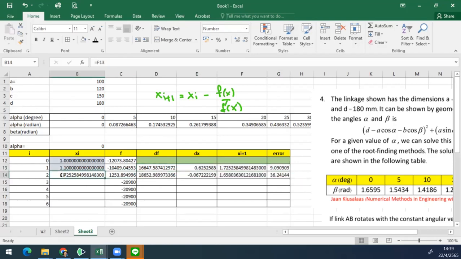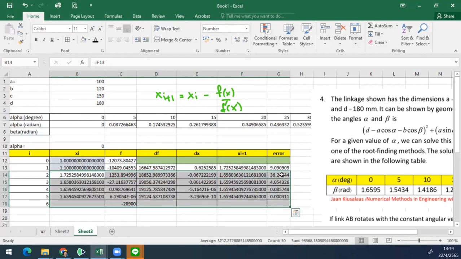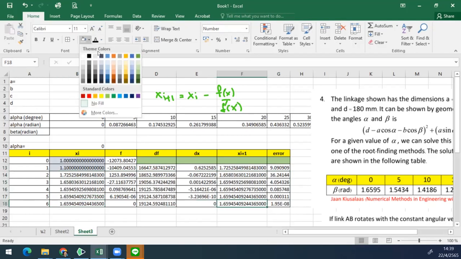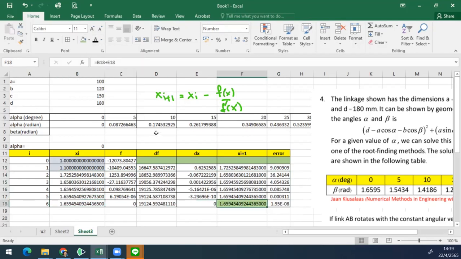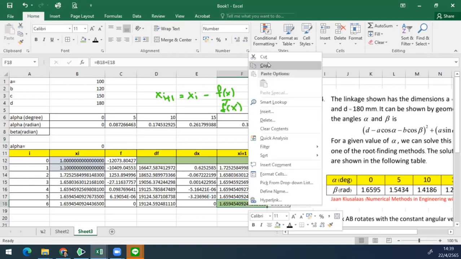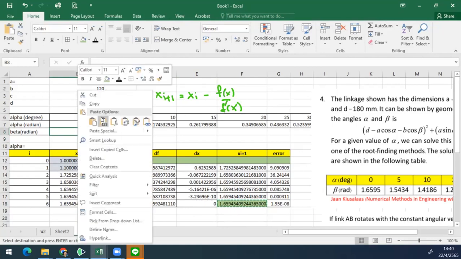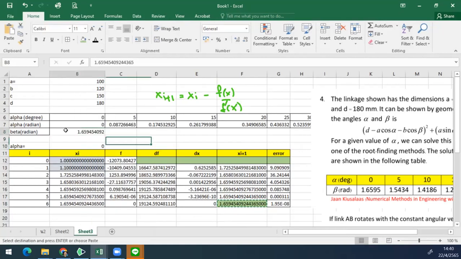Okay, it should be the same for this case. Now we have the solution of this, right? And it should be 1.6596595. Okay, that should be this value, right? Are you ready for this case? This is just an example, like this.